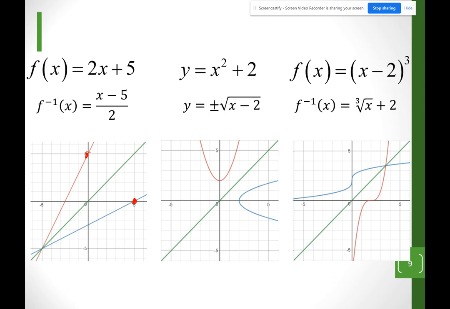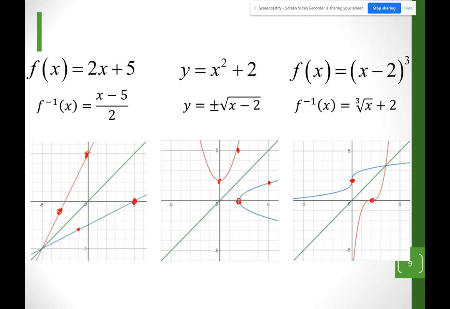If I was to fold my paper along the line y equals x, along the green line, those 2 points will overlap. The same thing with this point and this point. If I was to fold my paper along the green line, the 2 points that I just marked will overlap. Same thing on my second example. These 2 points overlap. These points will overlap. And obviously, as you can see, these points will overlap.